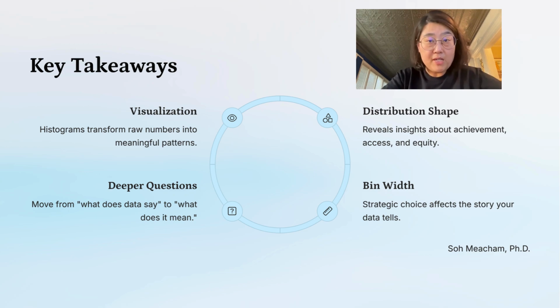Let's wrap up with some key points. Histograms are foundational for understanding distributions in educational data. They help us visualize patterns, center, spread, and outliers in a way raw numbers cannot. The shape of a histogram can lead to new insights about achievement, access, behavior, and equity. Bin width is a strategic choice that affects the story your data tells. Histograms help us move from what does the data say to what does it mean and why does it matter.